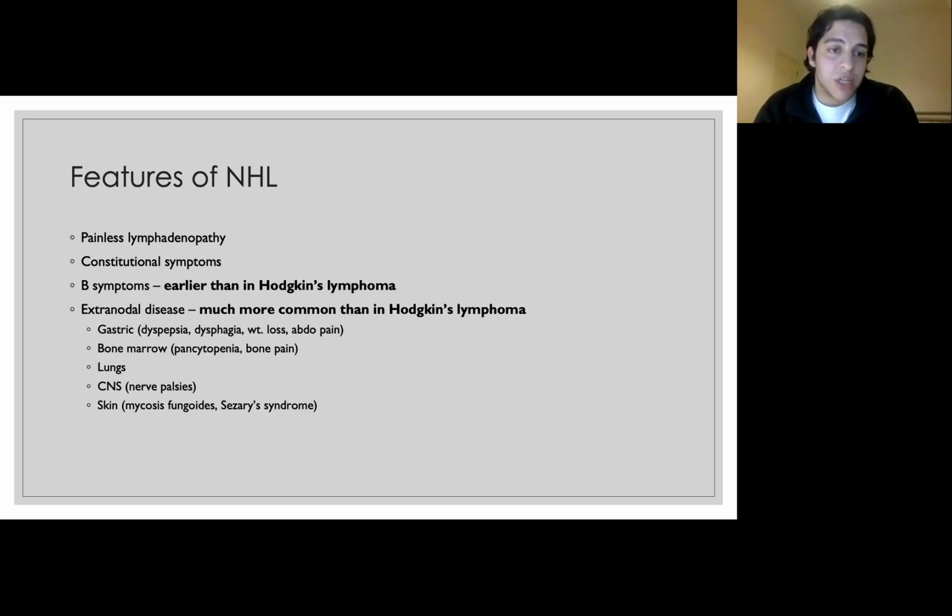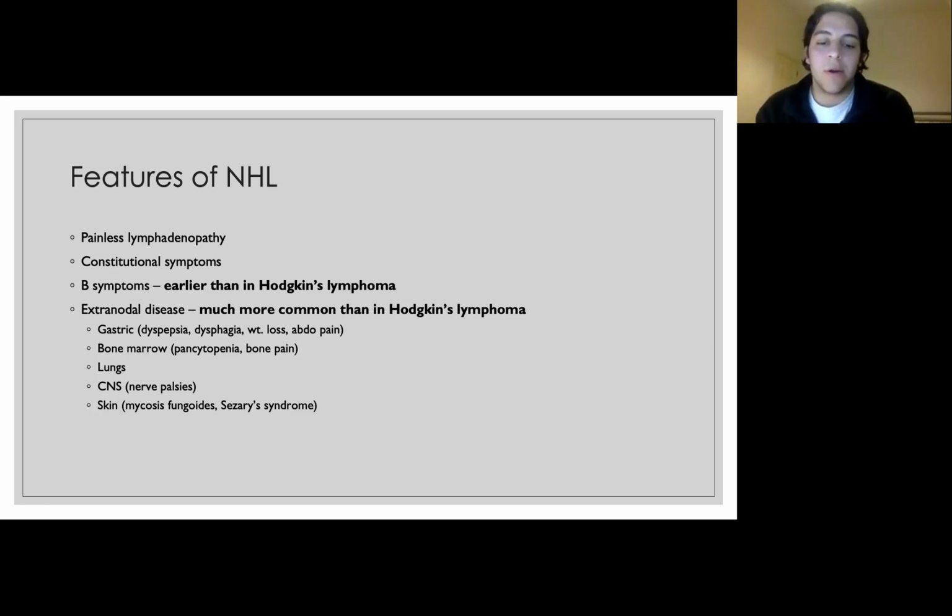So features of non-Hodgkin's lymphoma. So again, like Hodgkin's lymphoma, a painless lymphadenopathy. There's no relation to alcohol this time around. Your normal constitutional symptoms. Your B symptoms are more common in non-Hodgkin's lymphoma than Hodgkin's lymphoma, and they tend to present earlier. You also get extranodal disease. So it can affect the gastric system, the bone marrow, the lungs, the central nervous system, and the skin. So that's something to be aware of.